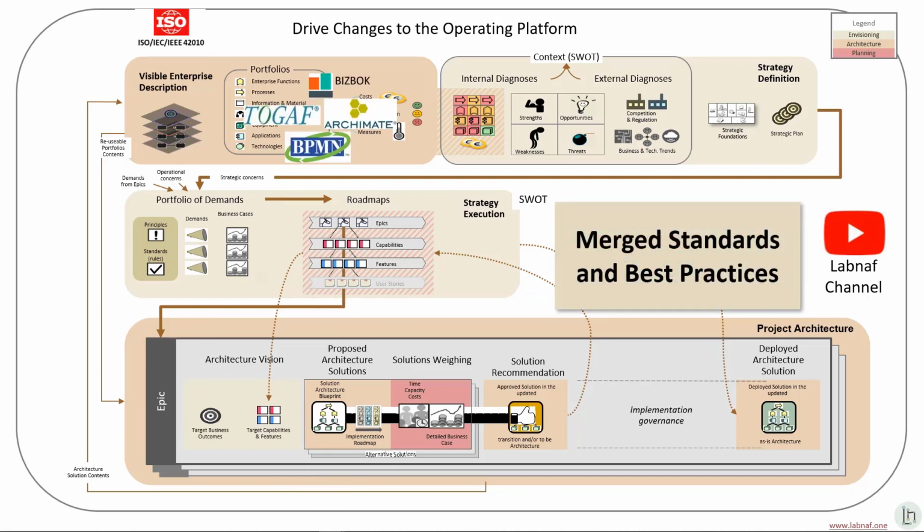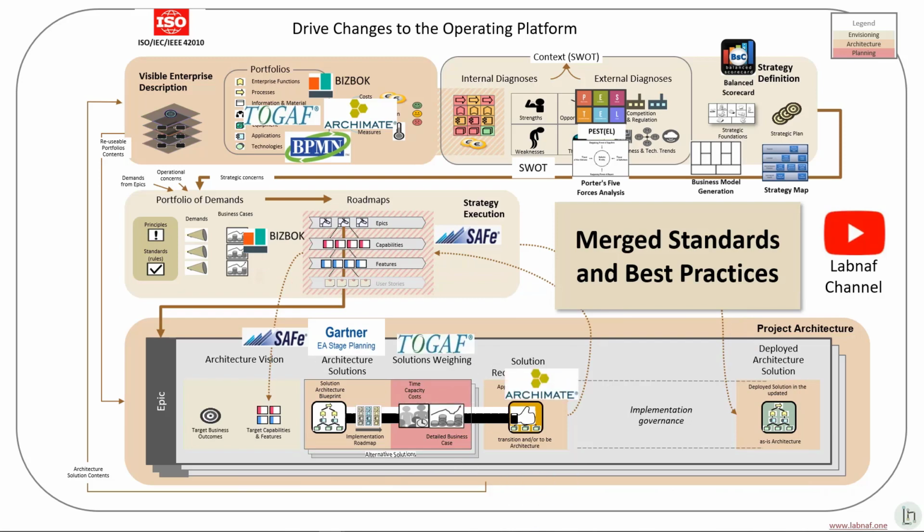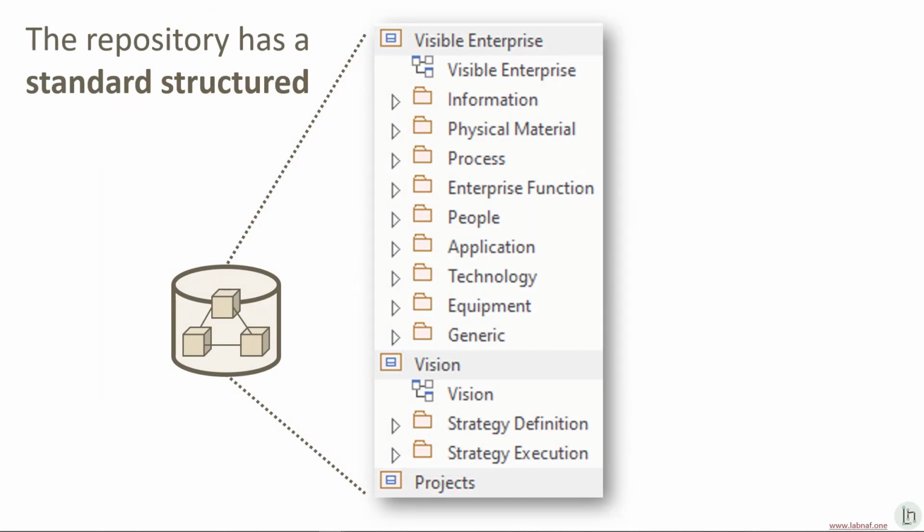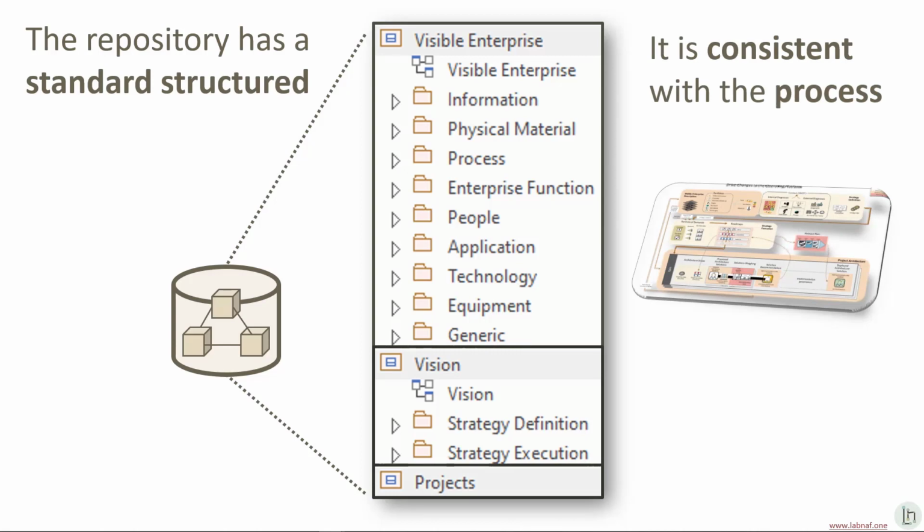Here are some of the many standards that were merged. So the standards were not integrated because they were not meant to be integrated. Instead, the Labnaf process semantically merges their concepts into one single workflow. And to merge these concepts, we use generic system semantics. And again, this saves you much time and money. The repository has a standard structure. It is consistent with the structure of the process.